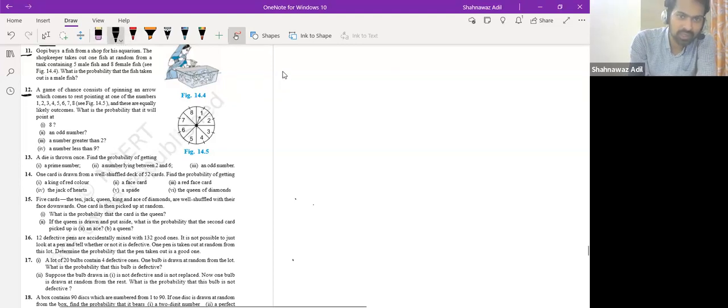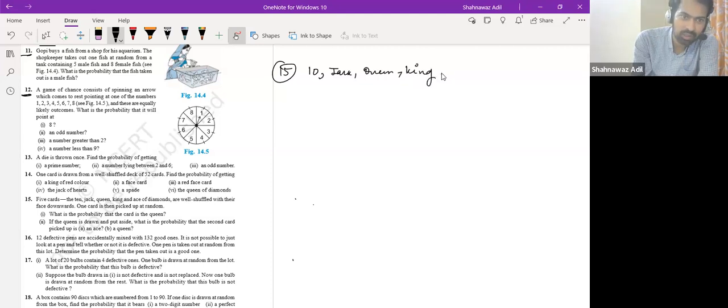Okay, so the next question, this is Harshit, this is for you. We have 5 cards: a 10, a jack, a queen, a king, and an ace. These are all diamonds, and they are well shuffled. One card is drawn. What is the probability that the card is the queen?